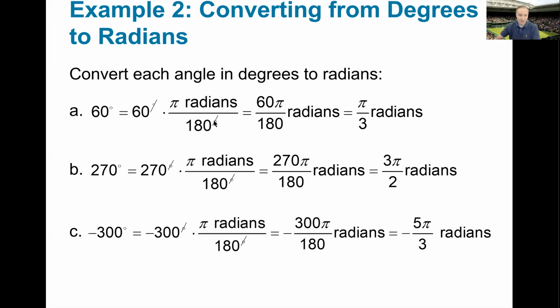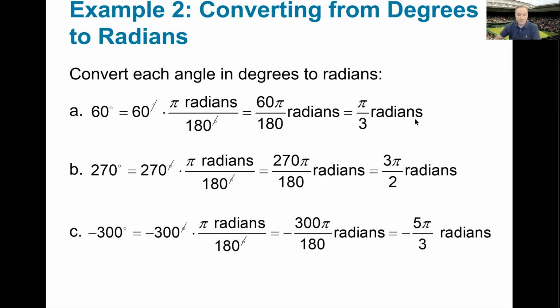You'll see I've just canceled out the degree sign here to show, yes, the degree notation does cancel. That's going to give me 60 over 180 times pi. And this answer is going to be in terms of radians. Well, 60 over 180 reduces down to 1 over 3. So I can say, well, this is just pi over 3 radians.